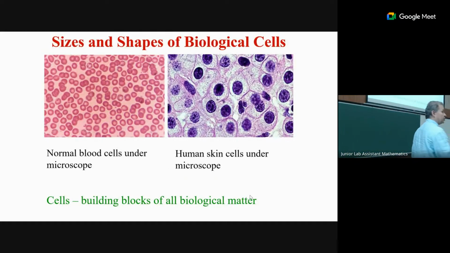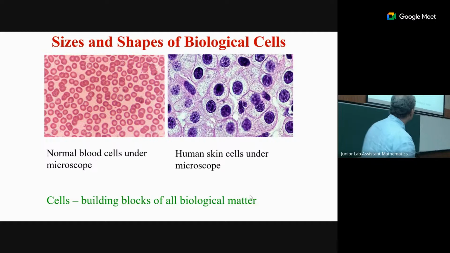So you all had biology in high school, right? Did they force you to look at cells under a microscope? Good. So maybe you remember, they really look beautiful. This is what blood cells look like under a pretty good microscope. This is the human skin cell. And remember, the cell is the main building block of all biological systems.